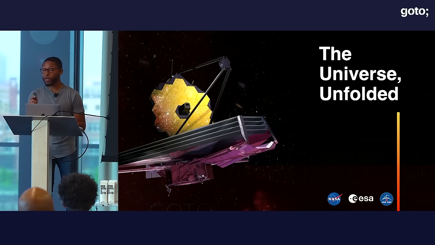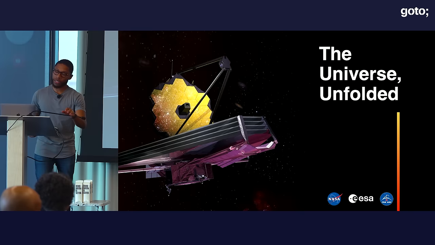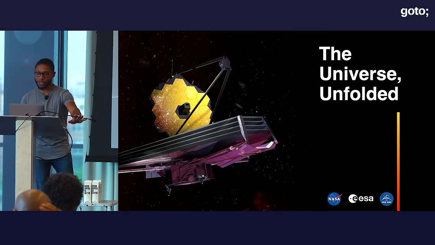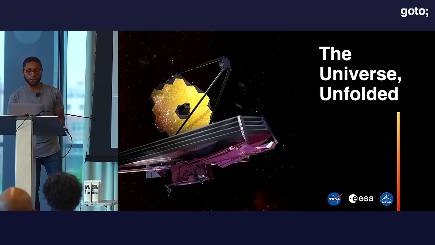Today I have the pleasure of discussing one aspect of how we are unfolding the universe through the alignment of our state-of-the-art primary mirrors on the James Webb Space Telescope. We'll then explore some of the amazing images that Webb has produced for us up to this point.